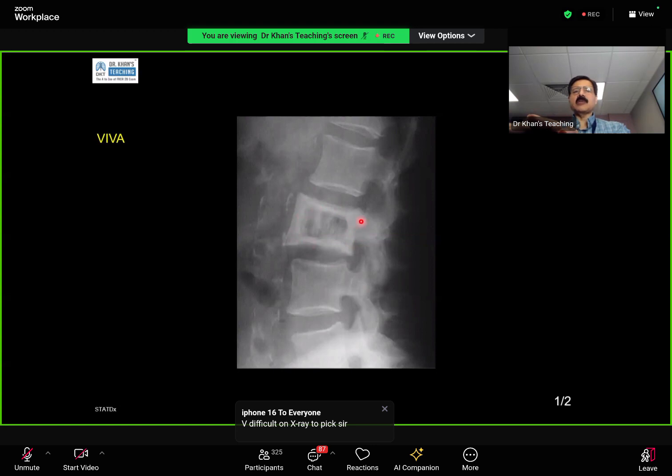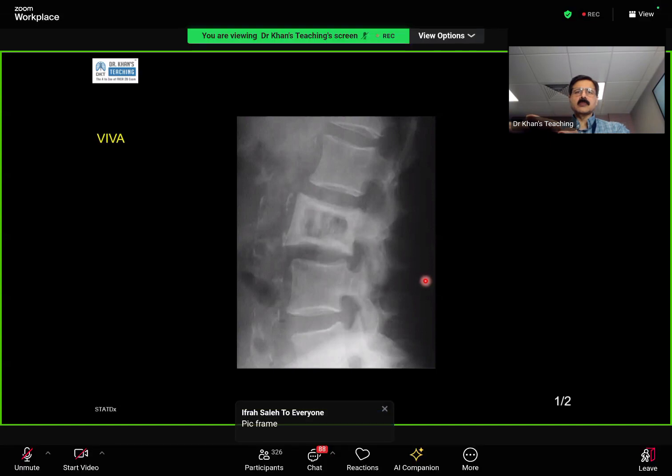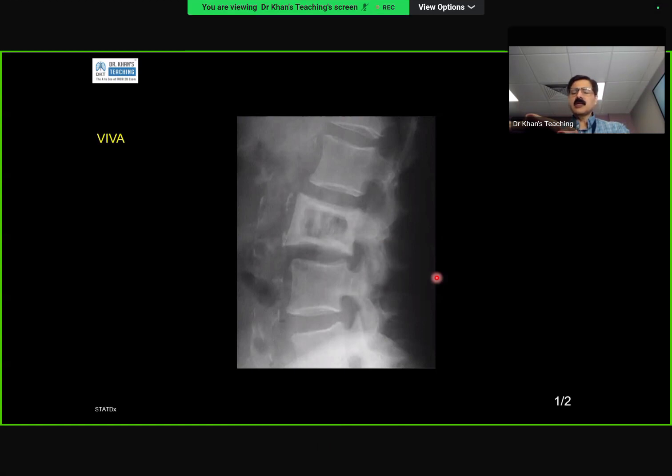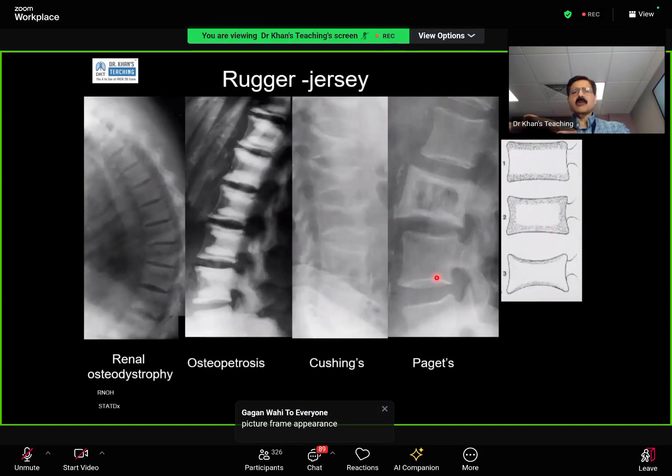Now this is another. Can you describe it? This is Paget's disease, but just describe the findings for me. Yeah, I can see that there is enlargement of the vertebral body in comparison with the adjacent vertebra, and it showed sclerosis and also showed central bone marrow lucency, giving the appearance of empty frame sign. Which sign? Empty frame sign. Okay. The word which we use is picture frame vertebra.